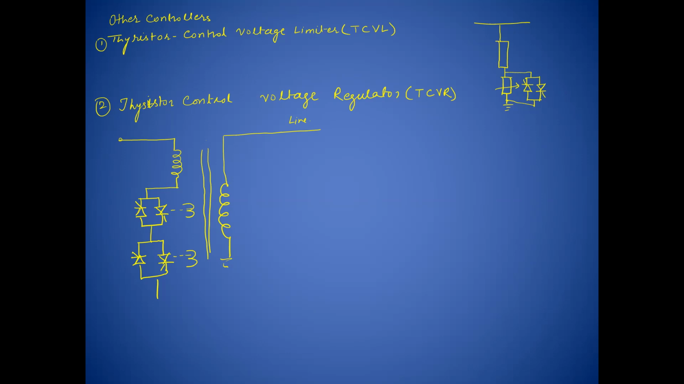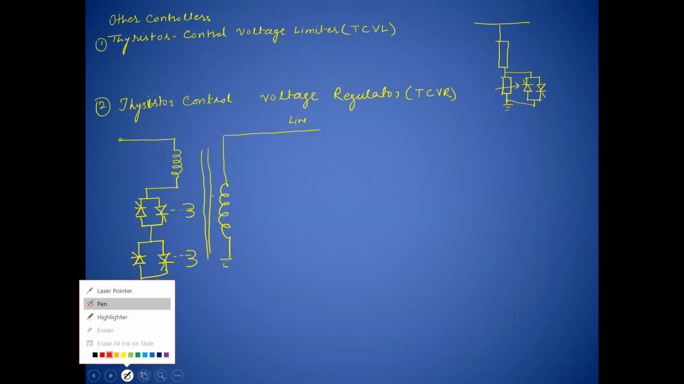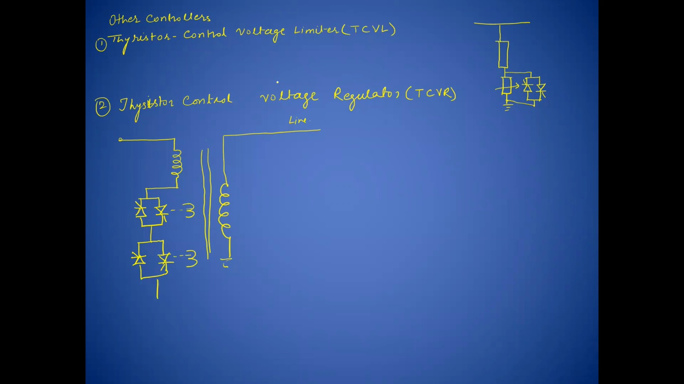Now, a few points remain as an introduction of different types of compensators, that is, other controllers. The other controllers consist of one, the thyristor controlled voltage limiter. This voltage limiter is used to improve transient stability. Okay. So what is that?